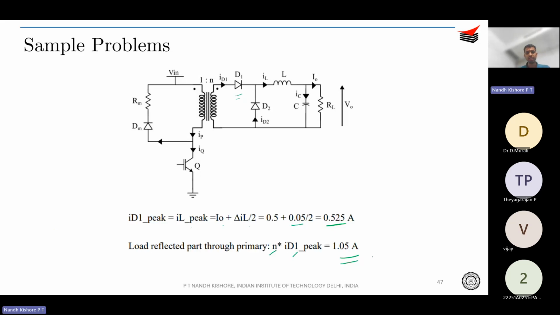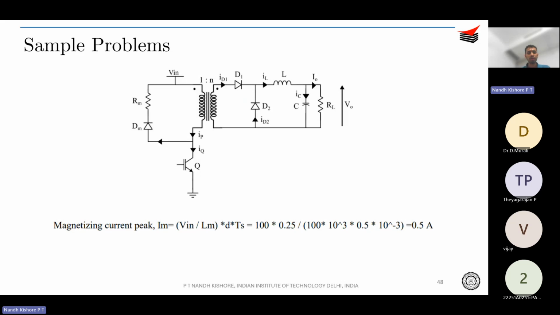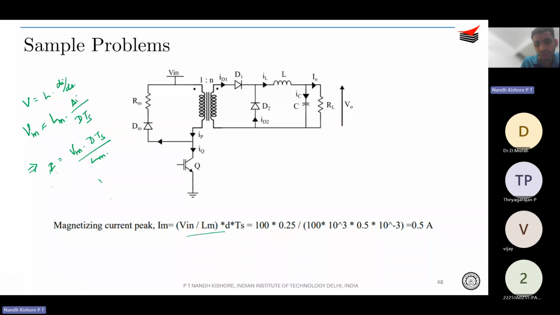So this is the load reflected part through the primary. But there is one more component, that is the magnetizing inductance current also has a peak. Correct? You know, V is equal to L di by dt. So Vm is equal to Lm into delta I divided by dTs. Therefore, I is equal to what? Vm into dTs divided by Lm. That is what is done.